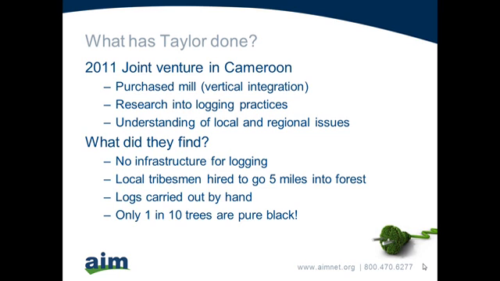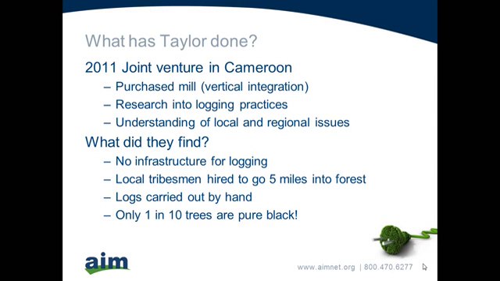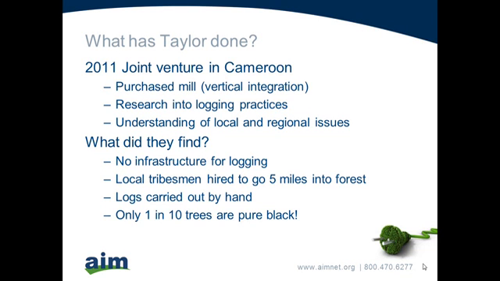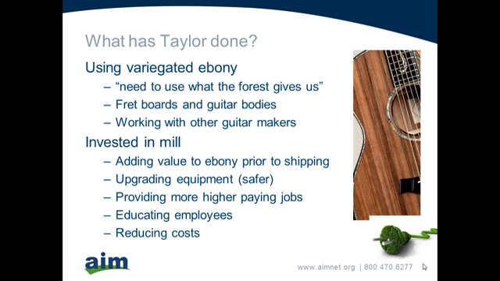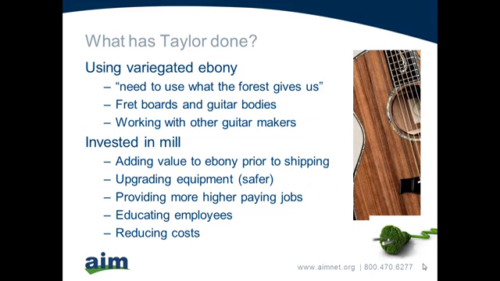So, again, in relating this to the issues around ivory, if you think about it, they're cutting down 10 trees to get one, that's really going to diminish a source. And the variegated ebony is of equal quality as the black ebony. It just looks different. And so Taylor said, we can't have this going on anymore. We need to figure out how to use the variegated ebony. We need to use what the forest gives us, is the quote from Bob Taylor.